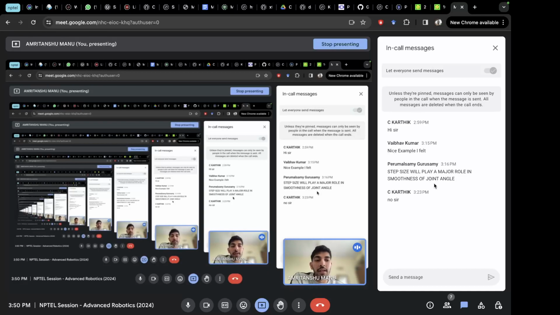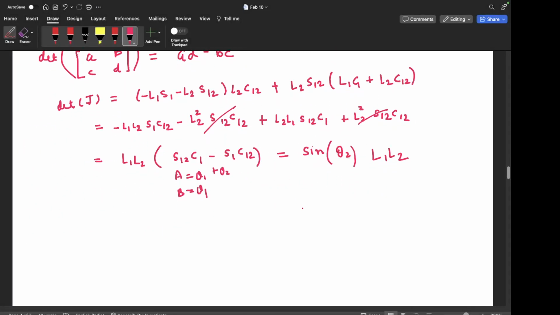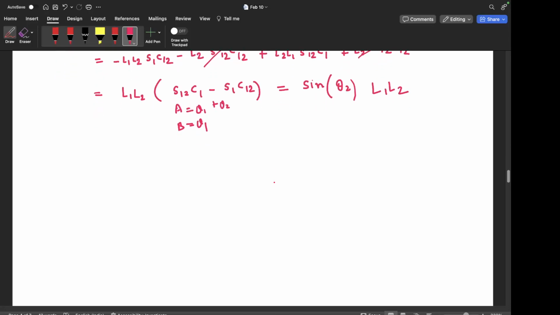Yeah, step size will play a major role in the smoothness of the joint angle. In practical application, you would choose what level of discretization you will have for your trajectory. That depends on other factors also, like how fast your motors can receive and execute commands. That's a whole aspect of practical implementation. If we have time at the end, we can discuss it, but let's get back to this here.